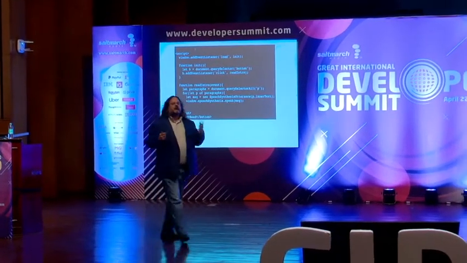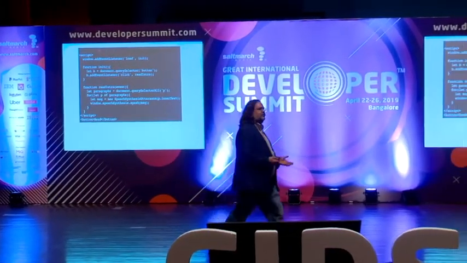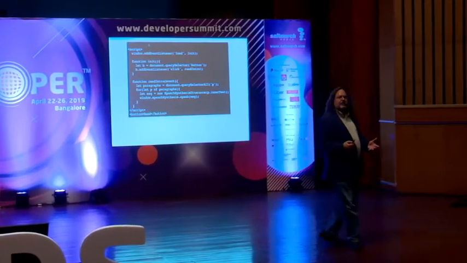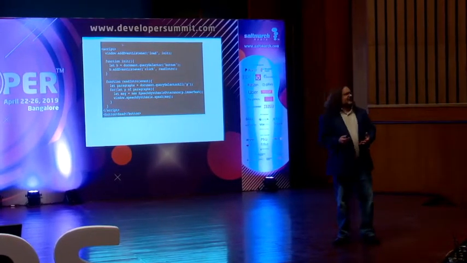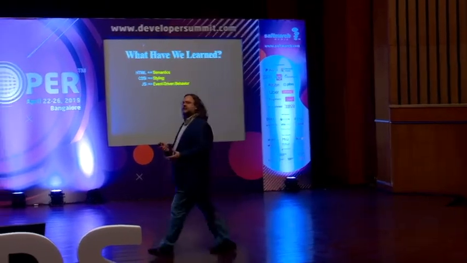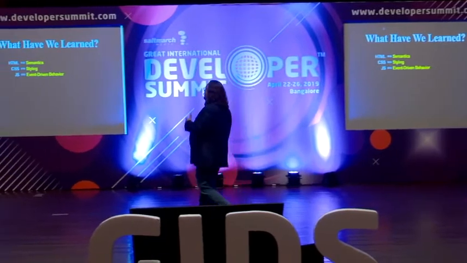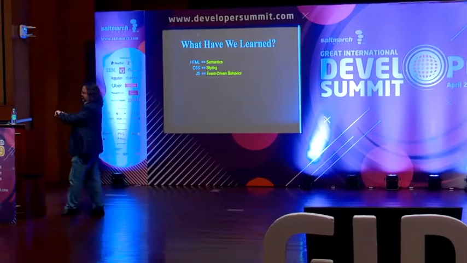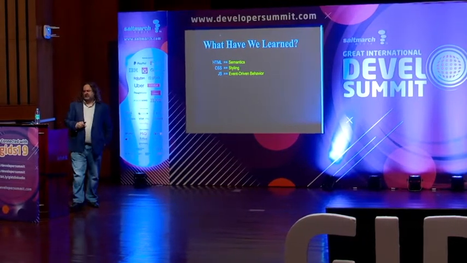So in this amount of code right here, now we've added event-driven behavior to our element. And in this amount of time, you know everything there is to know about HTML. The rest are just details. But you now know that HTML elements are all about semantics. We know that CSS is for styling. We know that JavaScript is for event-driven behavior.